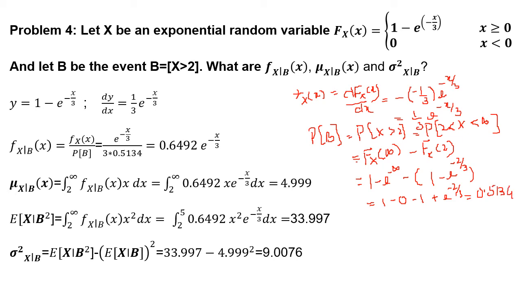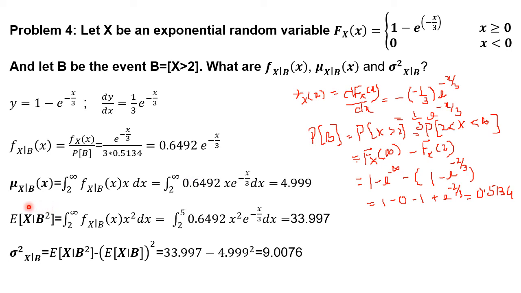Using these data, we can find out the f_X|B(x). It is a ratio of f_X(x) divided by the probability of B. f_X(x) is given by e to the power minus x by 3, divided by 3, and the probability of B is given by 0.5134. When we simplify this, we get 0.6492 e to the power minus x by 3.